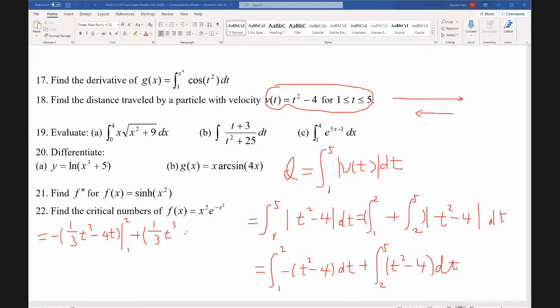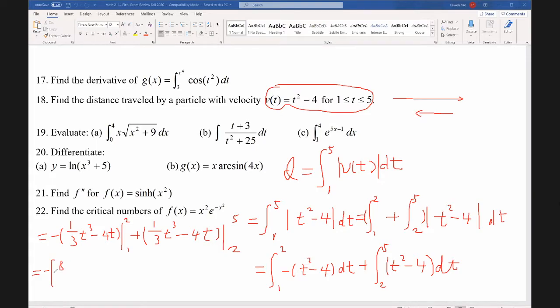The antiderivative of 4 is 4t, right? By FTC part 2, evaluate from 2 to 5. Now you can use a calculator to find the answer, but let's do it by hand, okay? So there will be a negative outside, don't worry about that. When t is 2, this is 8, right?